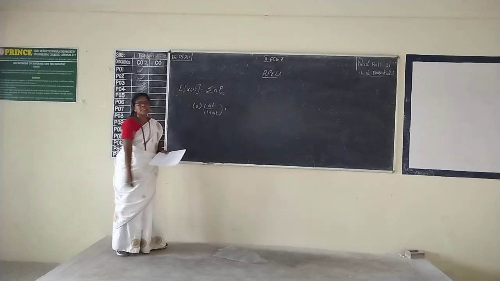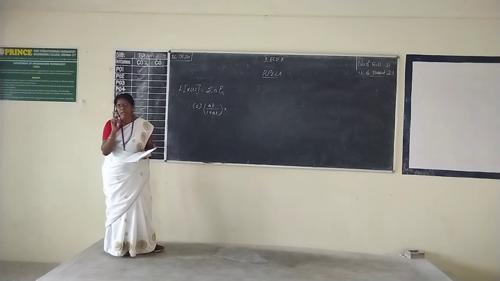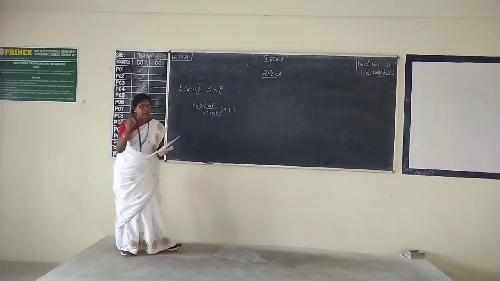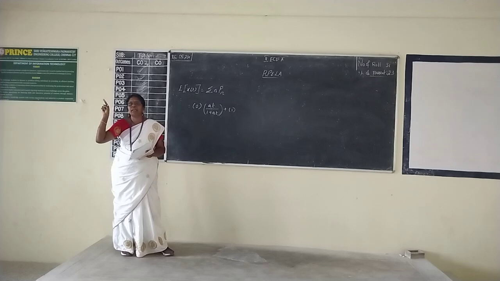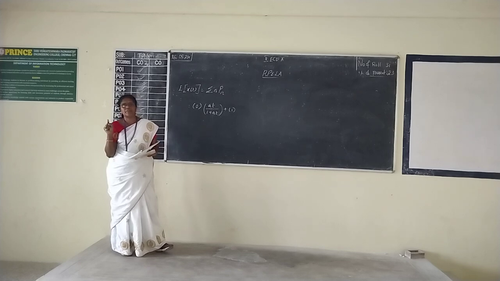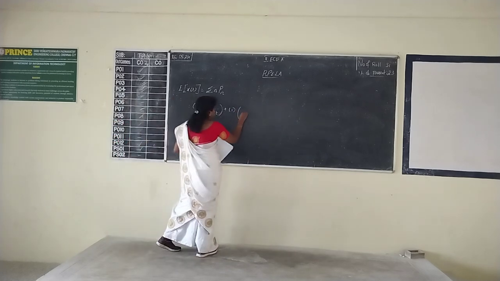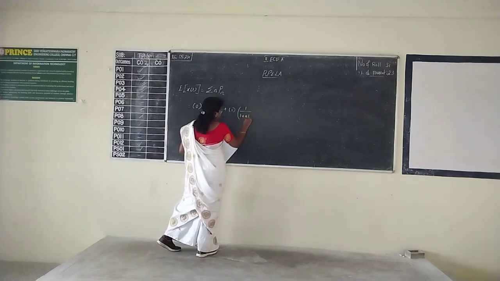Plus, what is the next n value? 1. So n equal to 1: 1 into at the whole power n minus 1. So 1 minus 1 is 0, and anything to the power of 0 is 1. By the denominator 1 plus at the whole square, because n equal to 1. So we get 1 by 1 plus at the whole square.